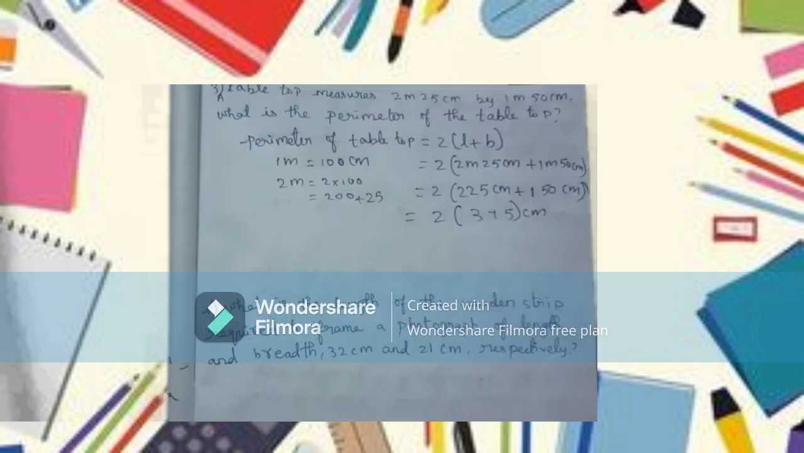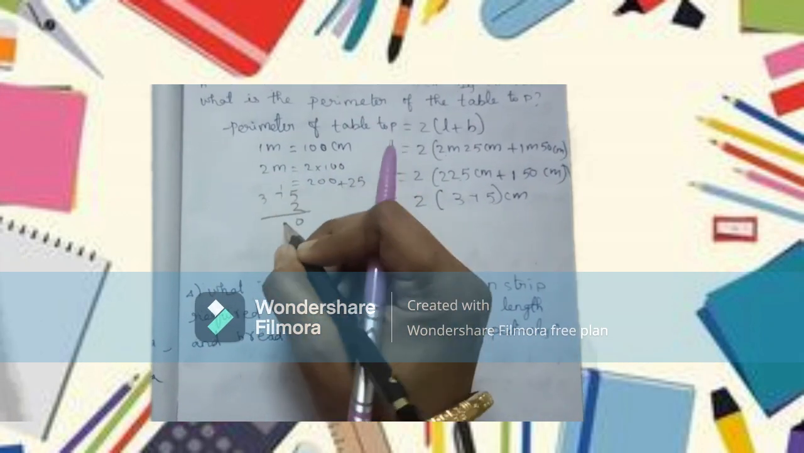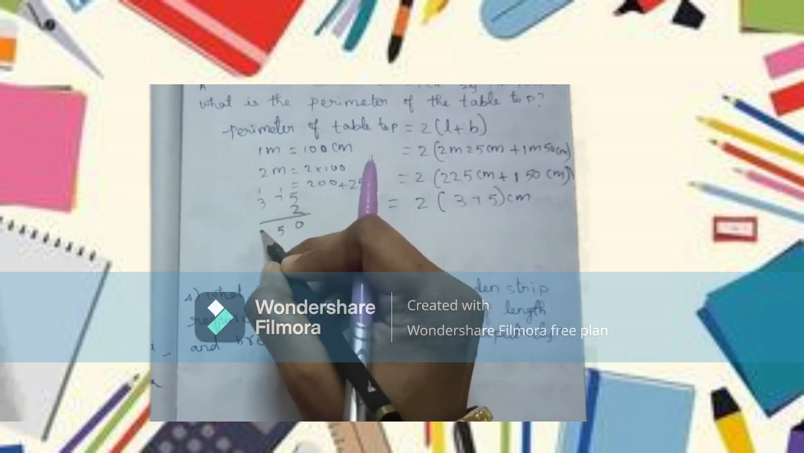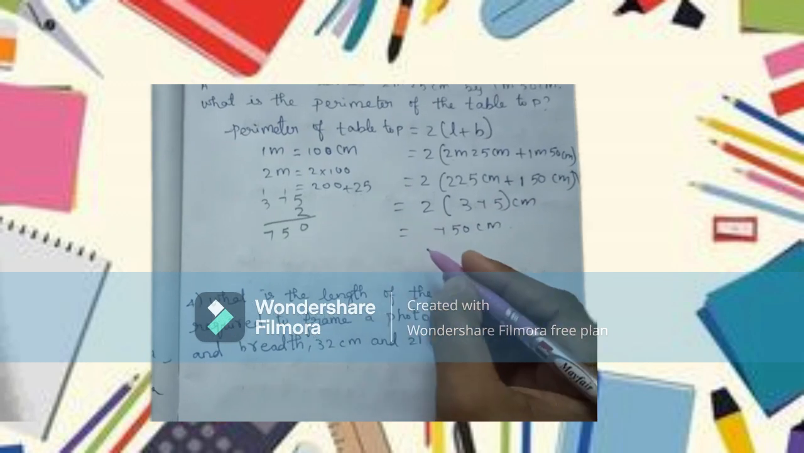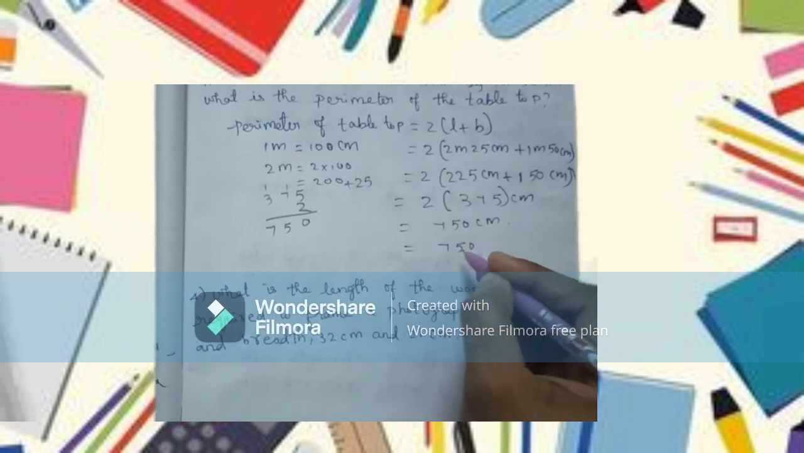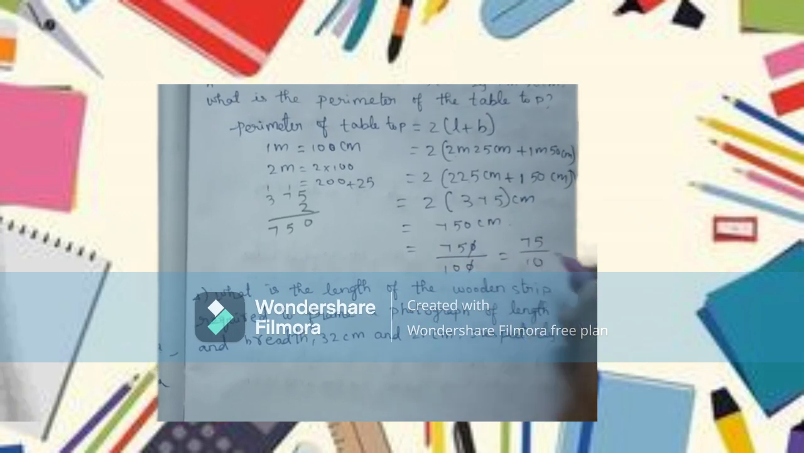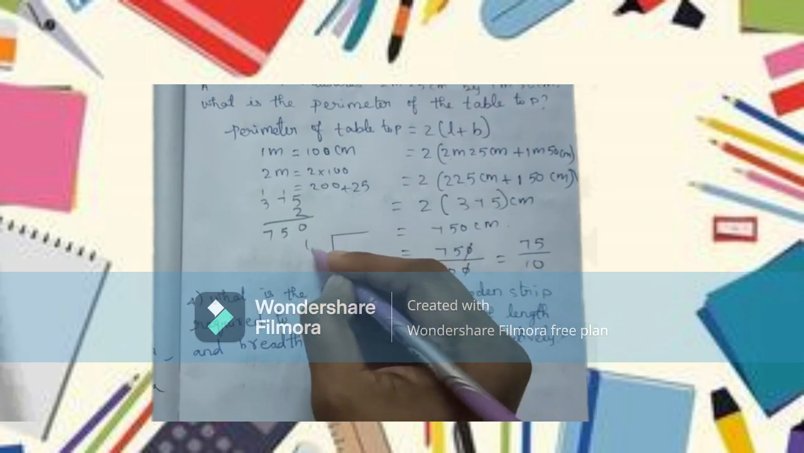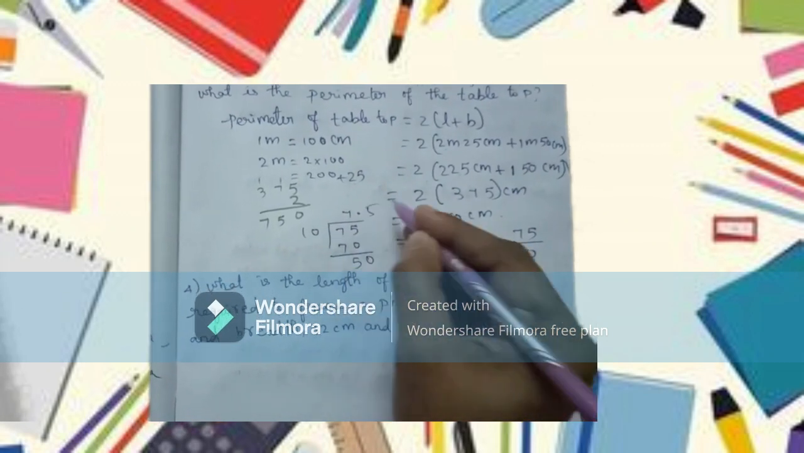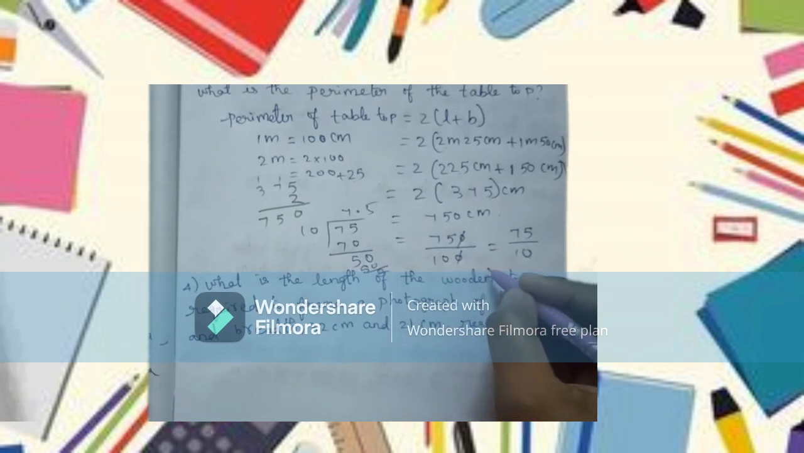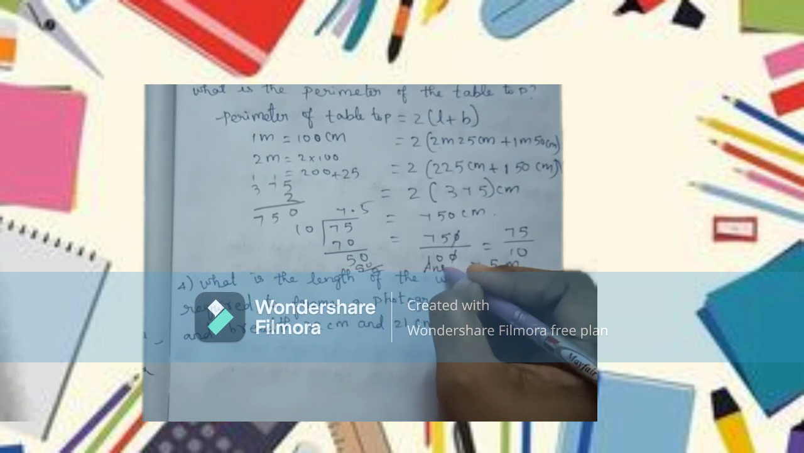225 plus 150, 375 centimeter. Then we have to multiply 375 into 2. 750 centimeter. 750 by 100, 75 by 10. We have to divide. 7.5 meter is the answer.